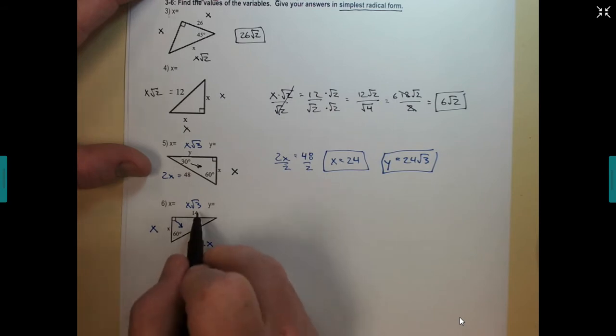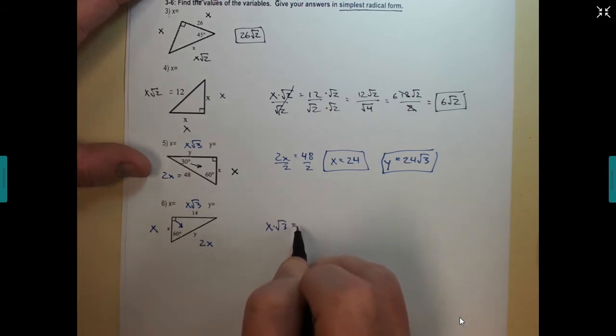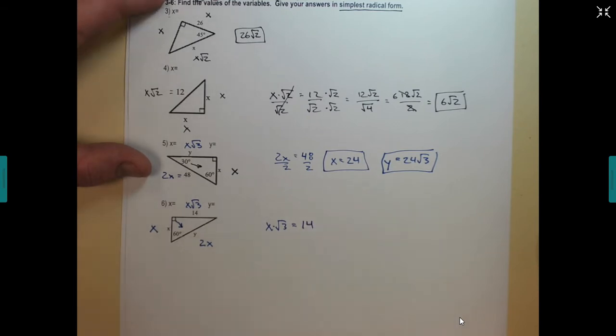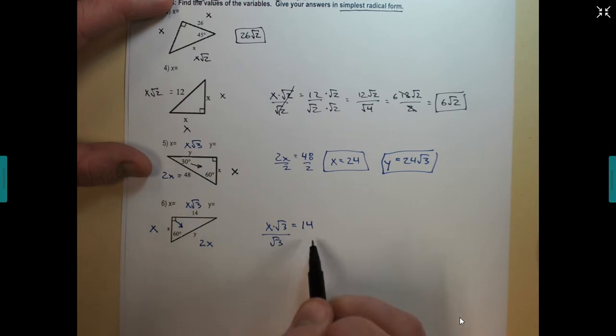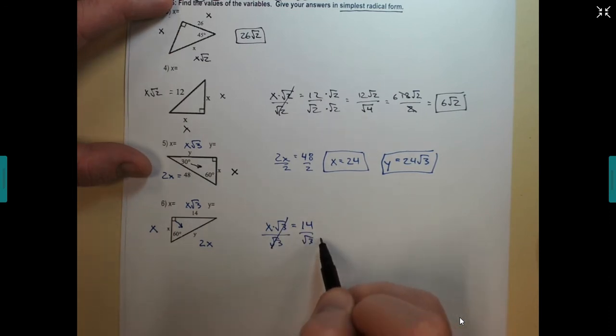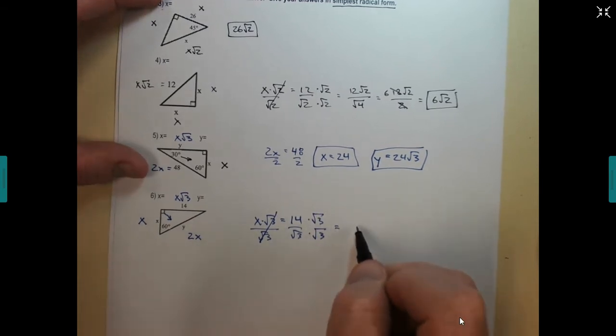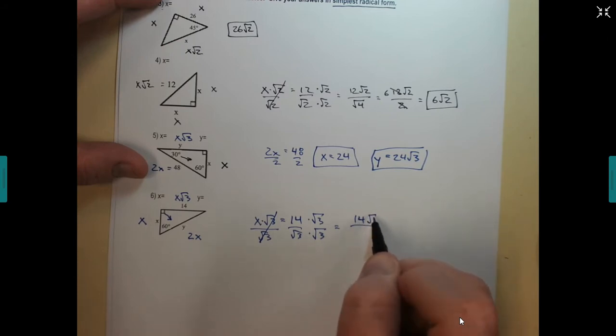Get those in the right place where my matchup is. X times the square root of 3 is equal to the side that says 14. Solve for x. Remember, I can't leave a radical in the denominator. Here goes my new skill again. This is rationalizing a denominator. In the top, I have 14 times the square root of 3.